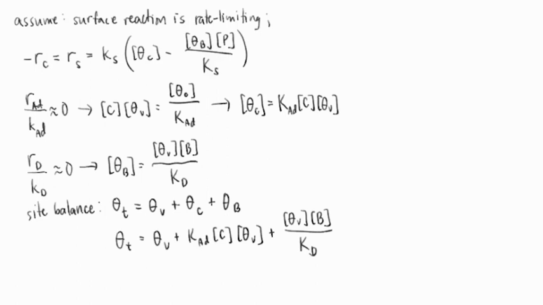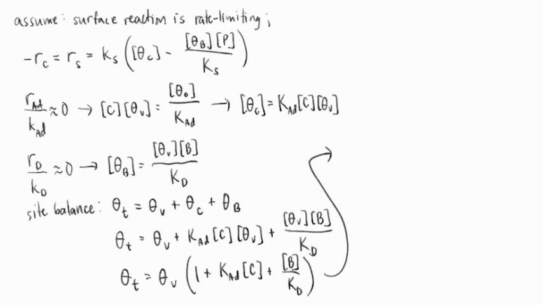Similar to what we have done earlier, we can now extract theta V, or the vacant active sites. We have 1 plus K adsorption, concentration of cumene, plus concentration of benzene over capital K D. We now have the expression for the concentration of the vacant active sites as the concentration of the total active sites divided by 1 plus K adsorption concentration of cumene plus concentration of benzene over capital K D.